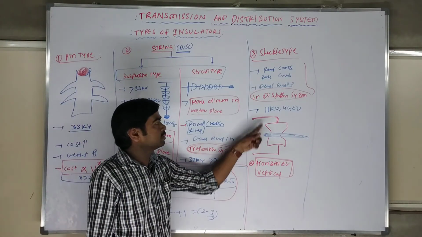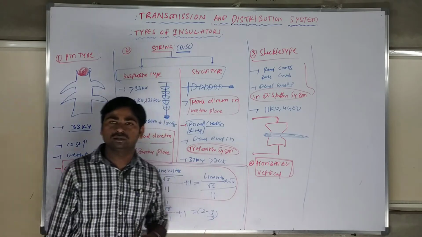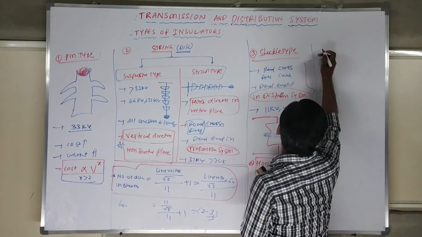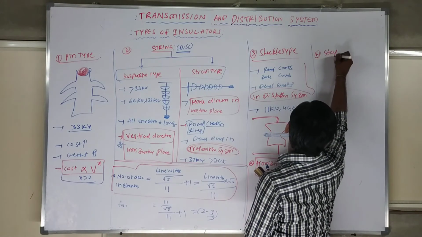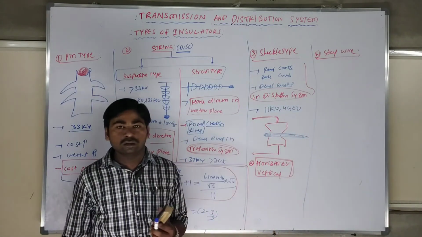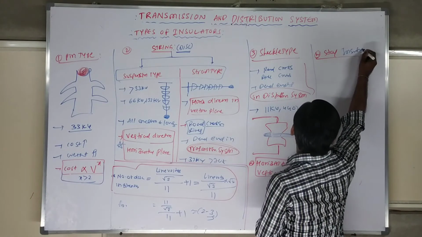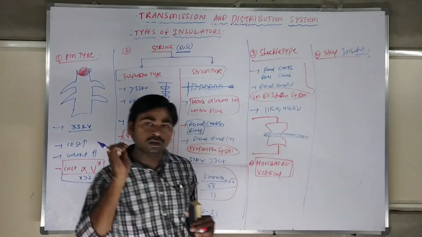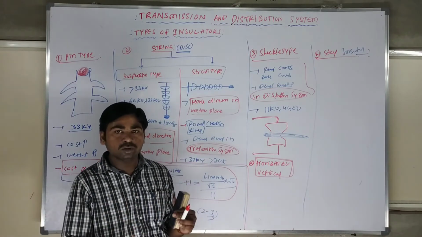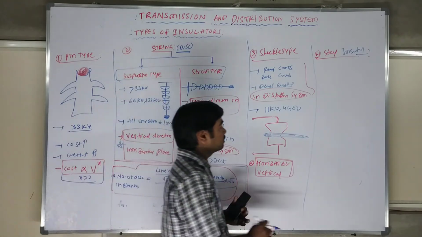The strain insulator in the distribution system and in the transmission system have the same working nature. The last one is the stay wire insulator, which is very important. The insulator which we use in the stay wires of the distribution system is called the stay wire insulator.